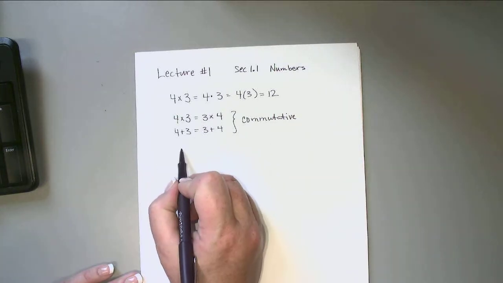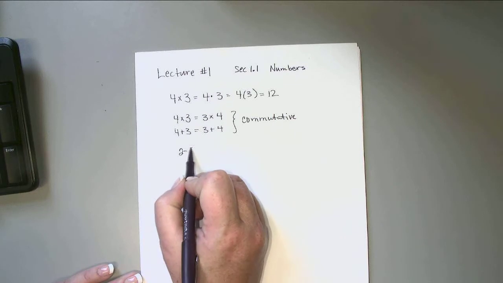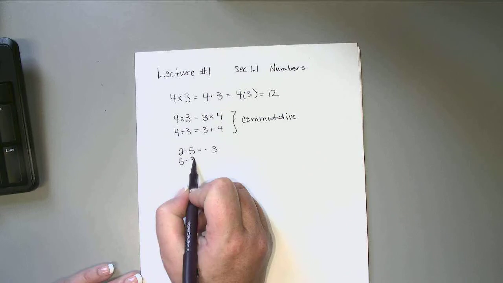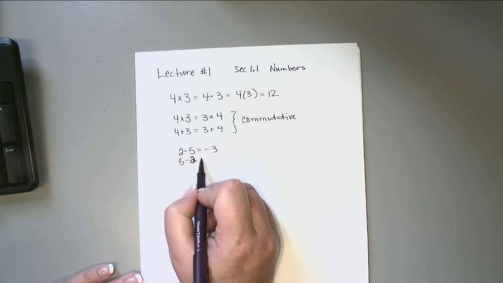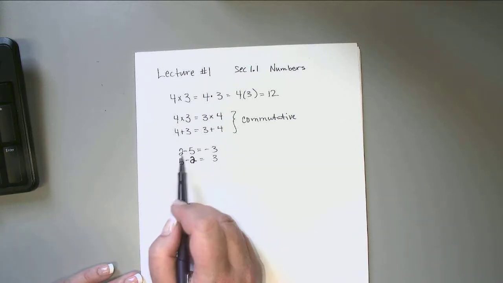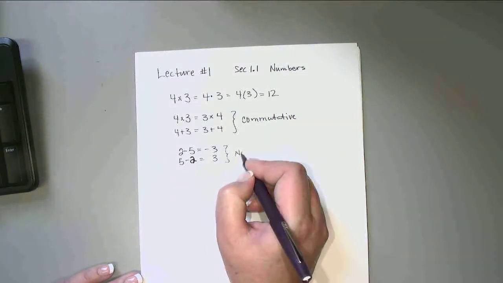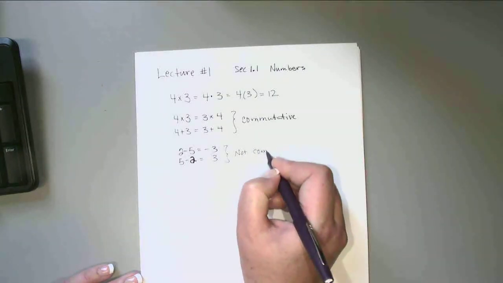So subtraction doesn't work the same way. So if we do 2 minus 5, we get negative 3, and we do 5 minus 2, we get positive 3. So this is not commutative.